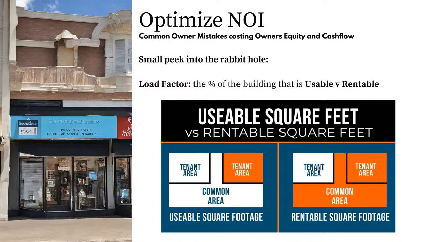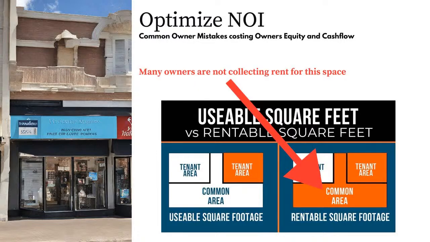Now, we also talked about load factor. No one collects the rent for their whole building, but they should. There's a difference between usable square feet and rentable square feet. And guess what? Most owners are not collecting any rent for this space. Now, it's particularly a problem in office space because there is a lot of common area in an office. But you could have a retail building with a common area courtyard, like an amenity like that.